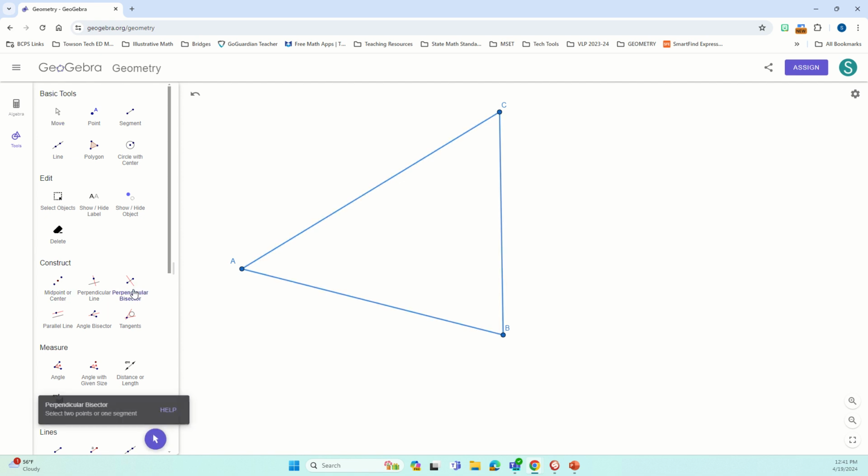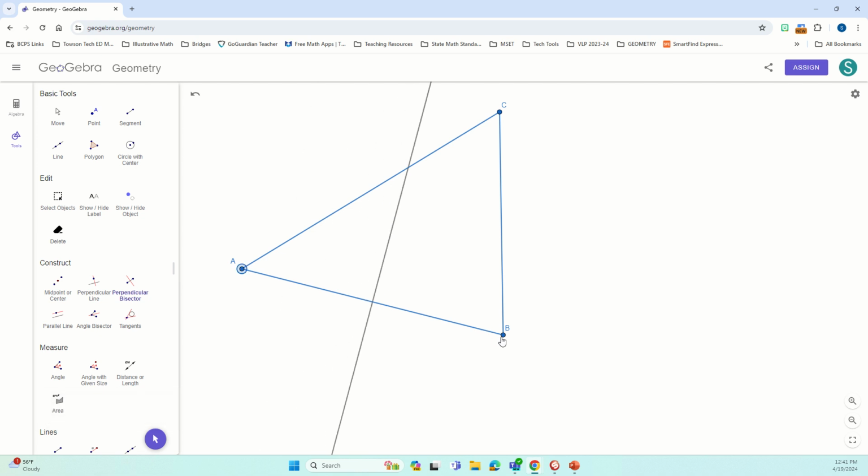So you click that button and then it tells you to click 2 points. So you're looking for your line segment. Let's start with A to B. Okay, so A to B, there's the perpendicular bisector. It cuts the line in half 100%. So A and B are equal distance from this point. So let's put a point there. So we have that spot. That's going to be called point D. Point D is the halfway mark between A and B.